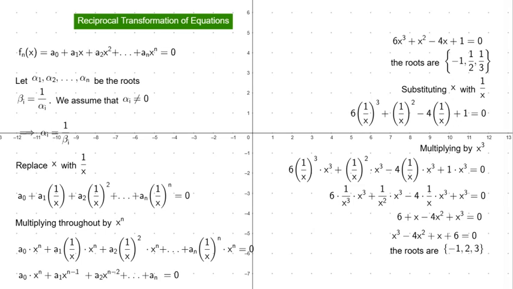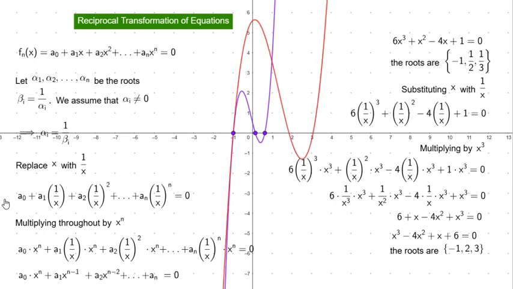Now let's look at the graph. This is the graph of the original polynomial 6x cubed plus x square minus 4x plus 1, and its roots are minus 1, 1 by 2 and 1 by 3. Now let's draw the graph of the transformed equation. We get the roots as minus 1, 2 and 3.